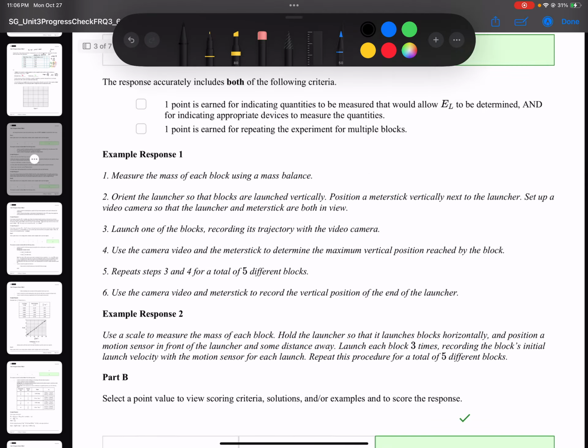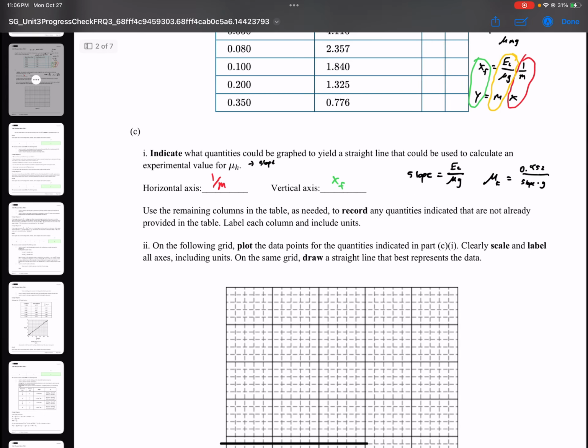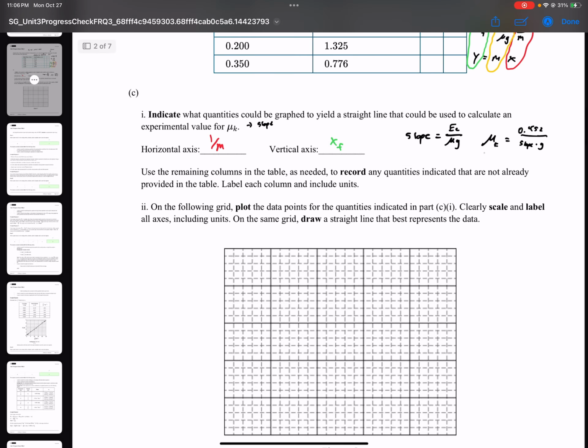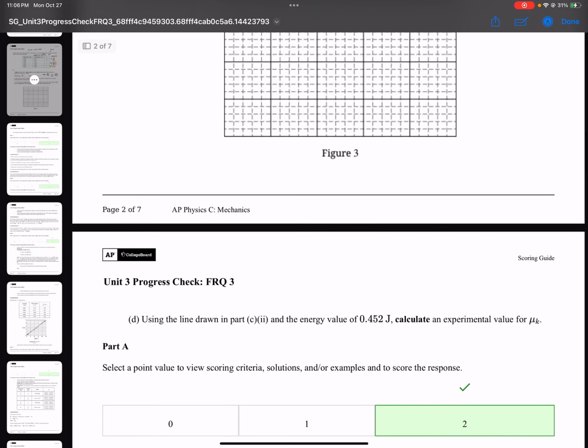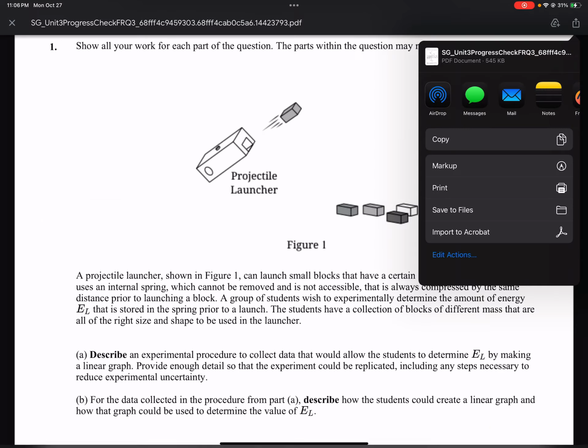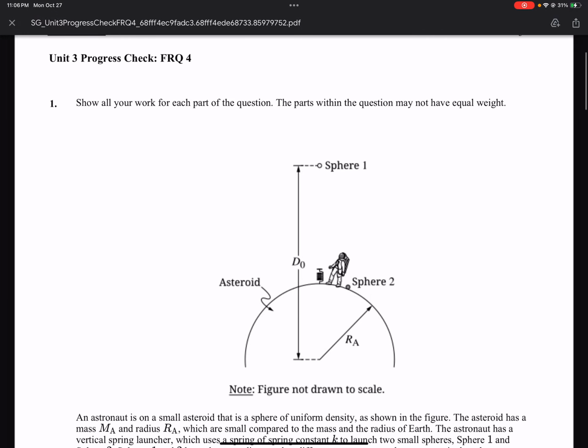All right, is there anything else to cover? So you have your data, you plot it, you calculate the slope. With the slope, you calculate mu sub k, and I'm pretty sure that is it for this one. And we are almost done. This is taking longer than I anticipated, but that's okay.